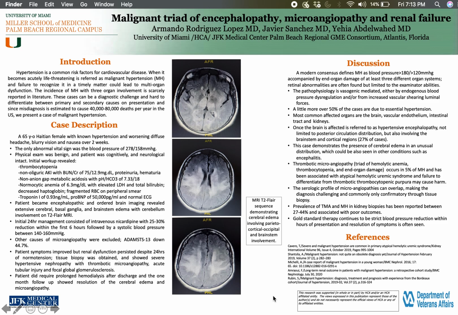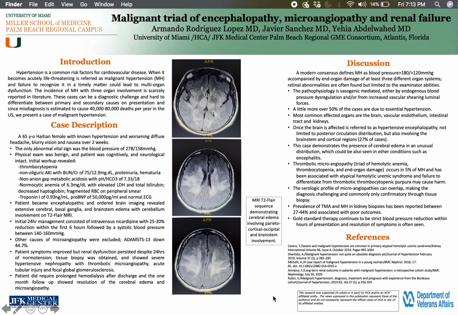A little more than 50% of the cases are due to essential hypertension, and the most commonly affected organs are the brain, the vascular endothelium, the intestinal tract, and the kidneys. Once the brain is affected, it is referred to as hypertensive encephalopathy, not only limited to the posterior circulation, but also involving the brainstem and the cortical regions. This usually happens in around 25% of cases. In this case, we can see in the images that the patient actually had edema in multiple regions, to include the cortical regions, the occipital regions, the brainstem, and even the cerebellum.